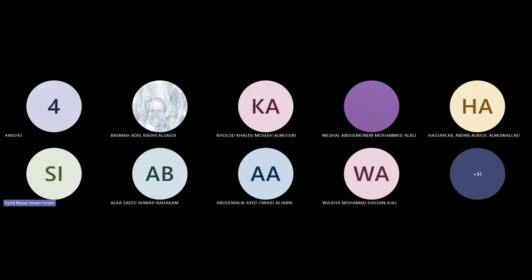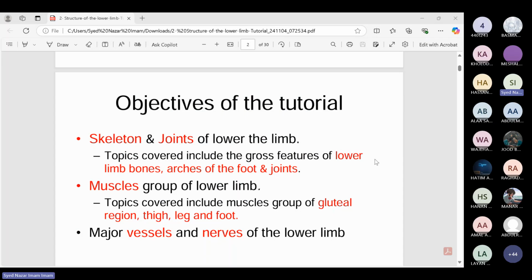The lower limbs. This module, Mind and Movement, is about the mind and the movement. Mind is all about your brain, spinal cord, cranial nerves, and peripheral nerves. And the movement is mostly done by the lower limb. So today we are going to have a small tutorial about the lower limbs.